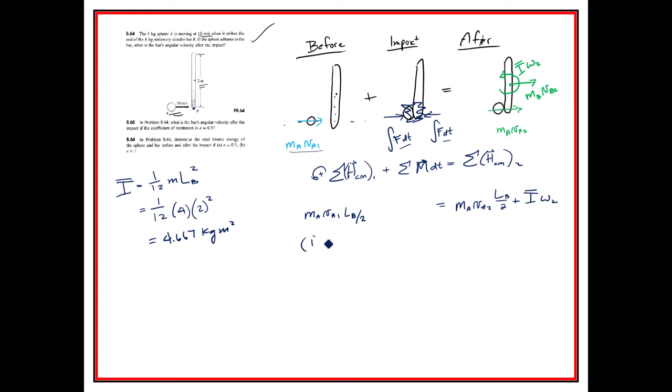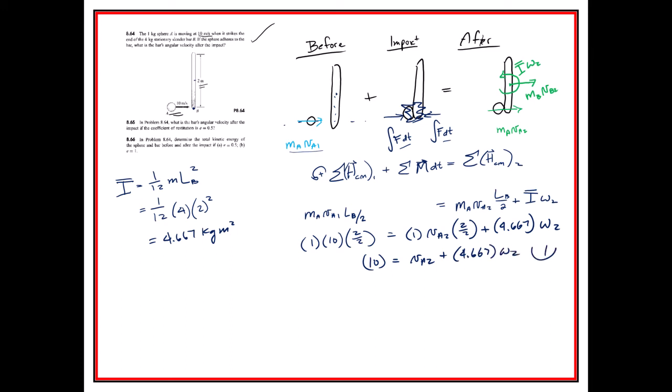As we stick stuff in here, let's see how much he weighed. It says it was 1 kilogram, and he's going 10, and he's 2 over 2. It's going to be equal to VA2 times 2 over 2, plus 4.667 times omega 2. So that's going to be 10 equals VA2 plus 4.667 omega 2, and that's the first equation that we get.